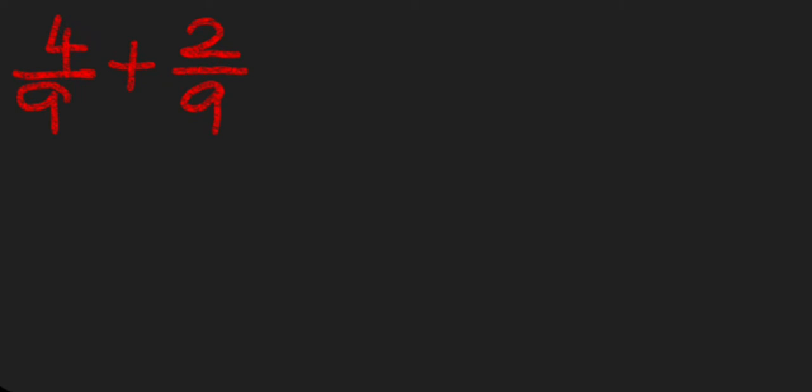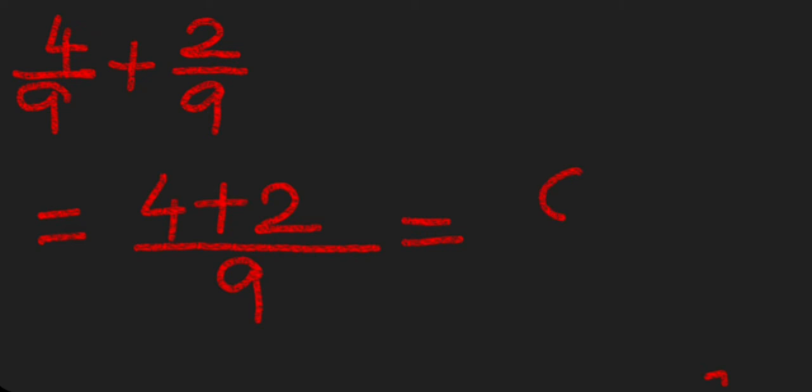Now first of all, the first step is to check if they are like fractions. So I can see here the denominators are same, 9 and 9. So my fractions are like fractions. Now I can add them. How? Make the denominator single, that is 9. Put a long line and then add the numerators, that is 4 plus 2. So this is 6 upon 9. So this is going to be my answer.